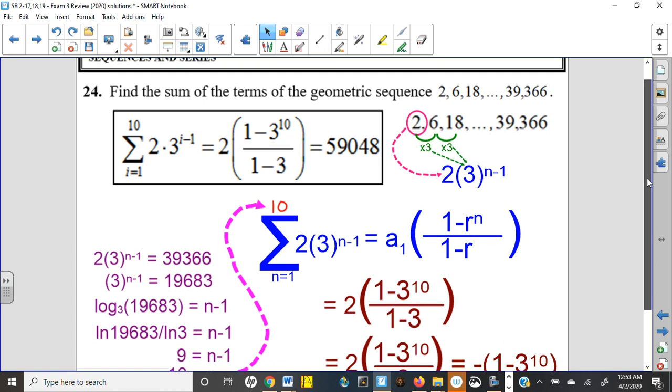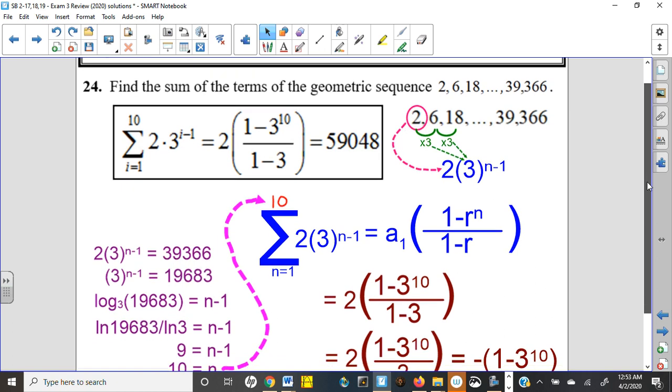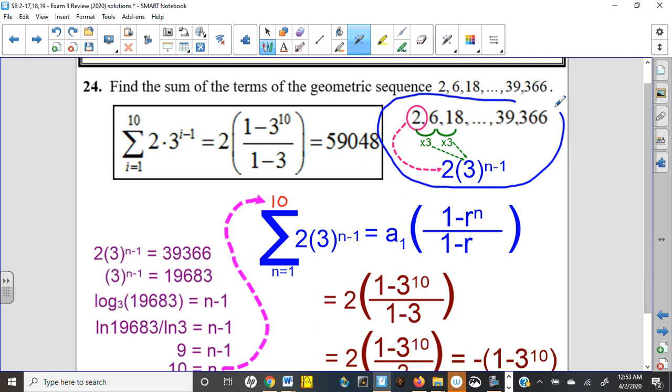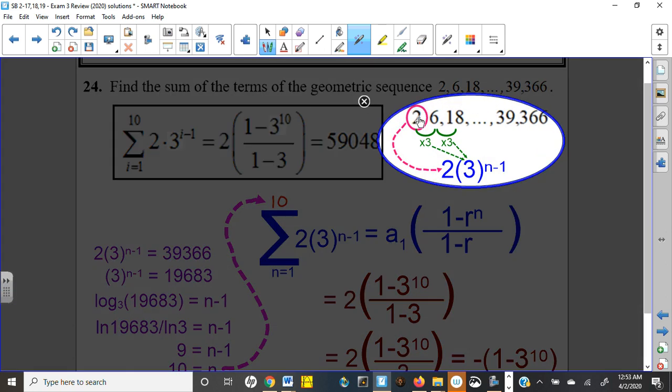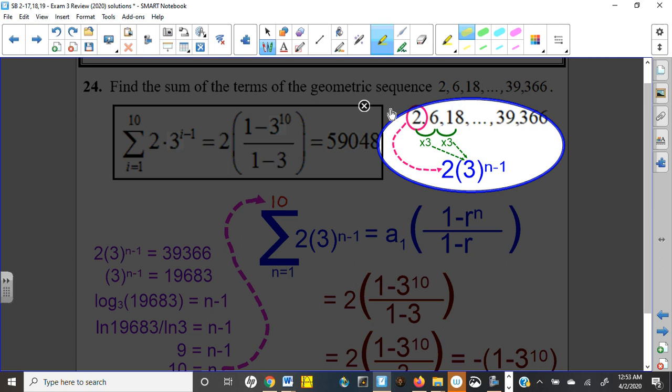And once again, you have to know how to build the formula first of all. So that's what I'm trying to show you kind of in this little section right here. You always start with the first term, which is 2. So that's where this comes from.